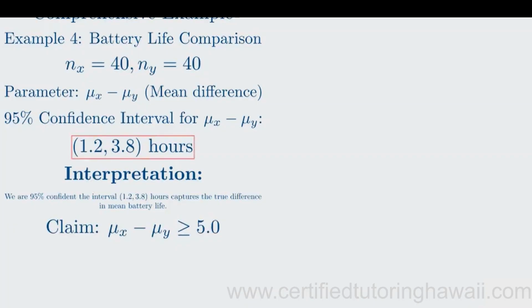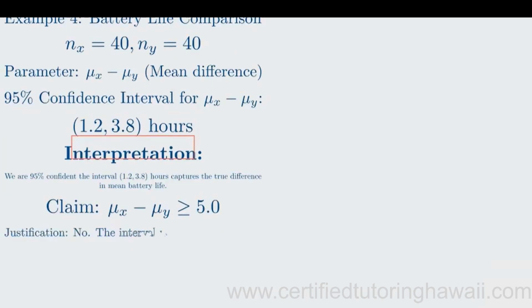Look at the interval, 1.2 to 3.8. Every value in this interval is less than 5. No, the interval does not support the claim. Since the entire interval, 1.2 to 3.8, is below 5.0, we have convincing evidence that the true mean difference is actually less than 5 hours.